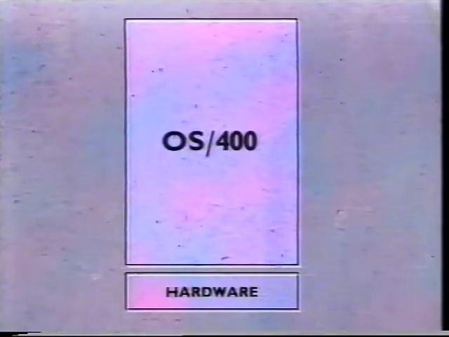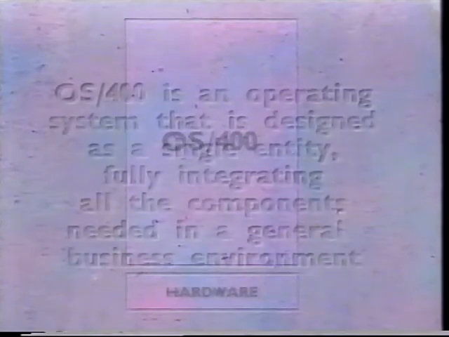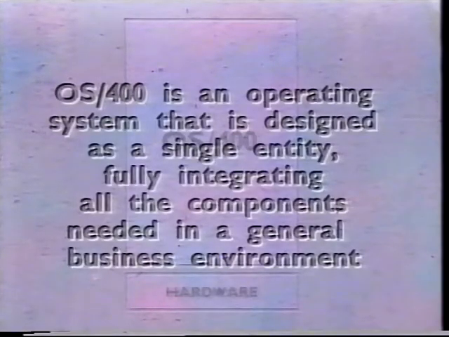So, to summarize, what does this operating system concept give us? OS400 is an operating system that is designed as a single entity, fully integrating all the components needed in a general business environment. This means that you don't need specialist technicians to do the large amount of integration that is fundamental to a business system. It has already been done by IBM.